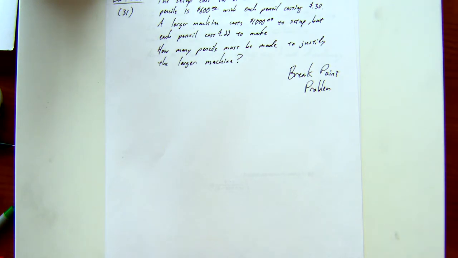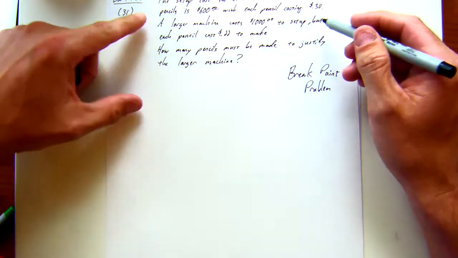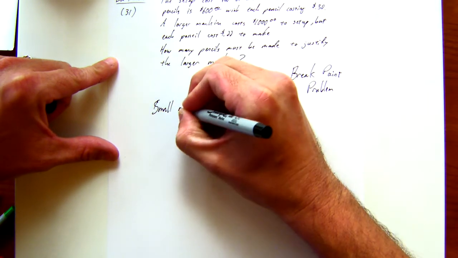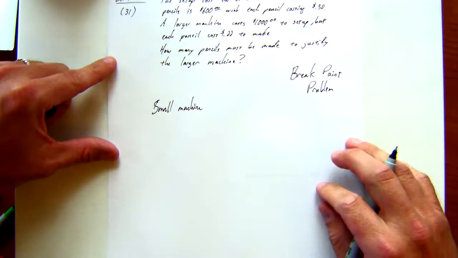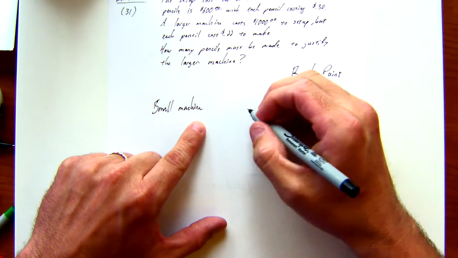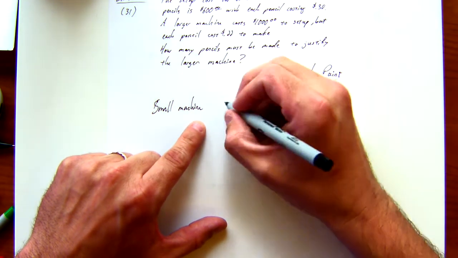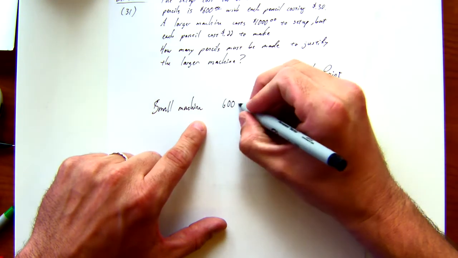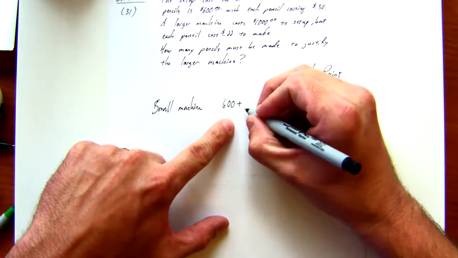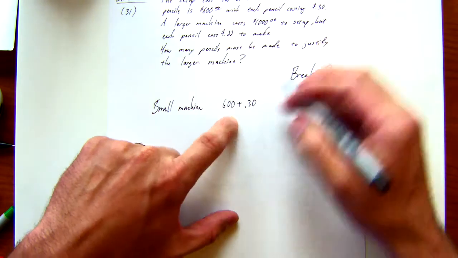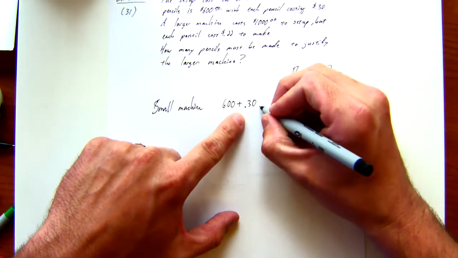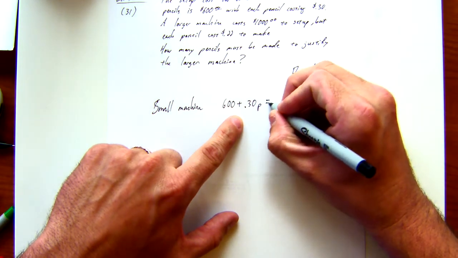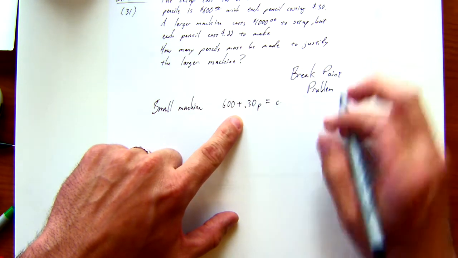What is the total cost to make pencils for a machine? Let's call it the smaller machine. So the cost to make pencils for the smaller machine is $600, right? Plus 30 cents. Now that's per pencil, so that's 30 cents per pencil. And then this is going to be equal to the total cost.